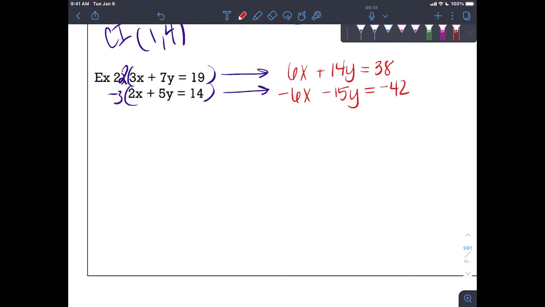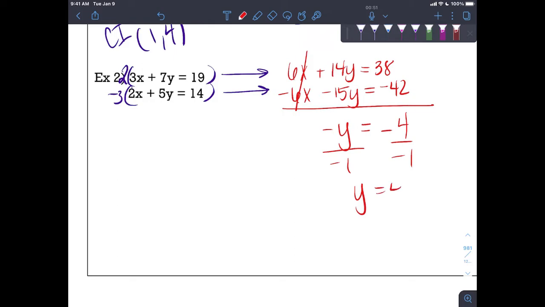All right, now I have two equations that I can combine. Cancel. And I'm really close, except my y is negative. So let's go ahead and divide everything we see by -1. And I end up with an answer of y equals 5.